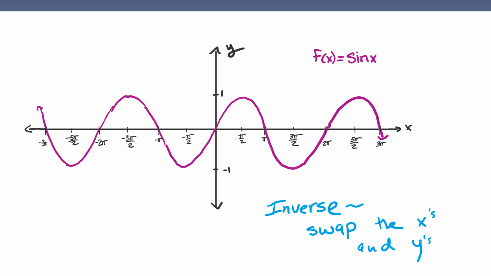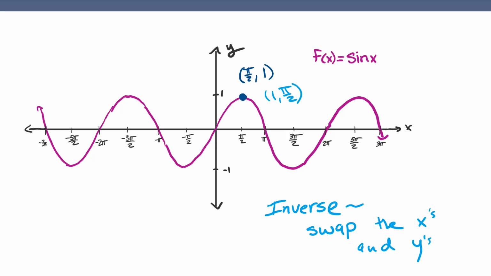You swap your inputs with your outputs. It's a different thing, your x's and your y's. So whatever your x value is becomes your y value, and whatever your y value was becomes your x value. So for an example, we take a point here, and that point has an x value of pi over 2 and a y value of 1. Well, the inverse of that would be 1 comma pi over 2.